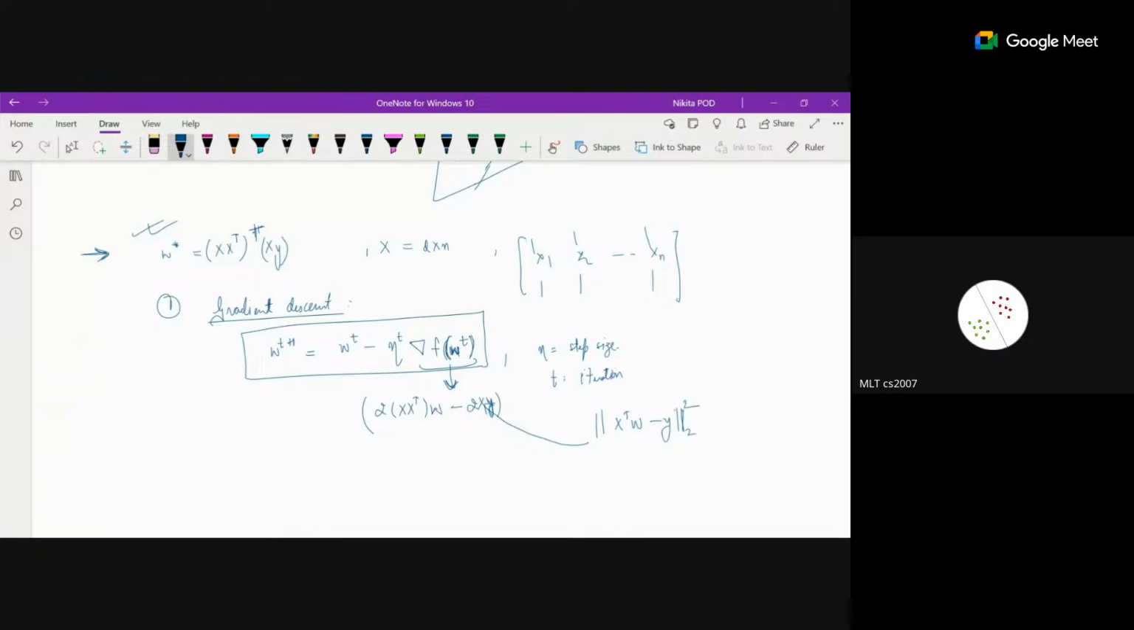There are other methods also for optimization. Something like Newton's method is something that you can use also. But we'll stick to gradient descent here.